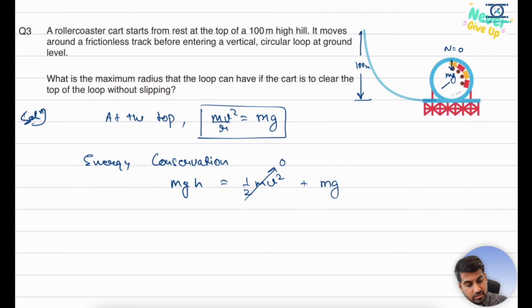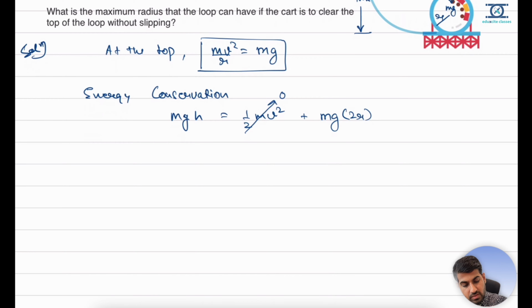If this is the radius r, let us take it as small r, so this will be mg into 2r, because the height from the ground will be 2 times the radius, right? So if we use this now, from this particular equation we can find the relation of the velocity at the maximum at the given radius, without slipping. My mistake guys, this will not be 0, I was thinking something else. If it were 0 then it would fall down, so it will have some minimum velocity.